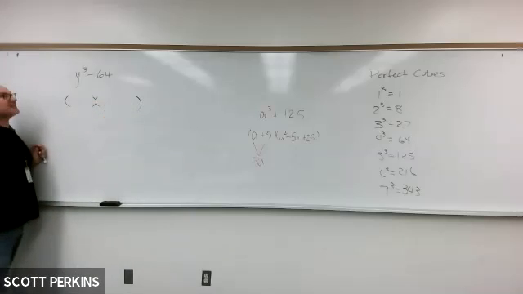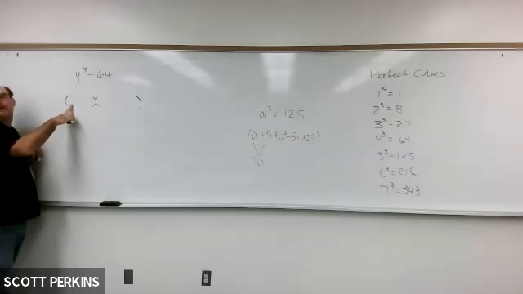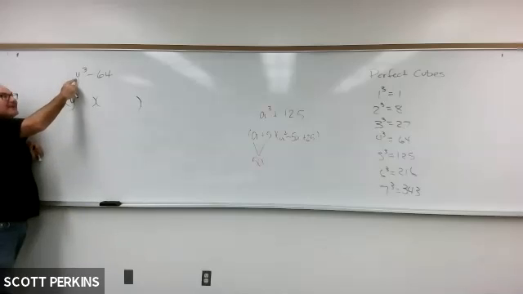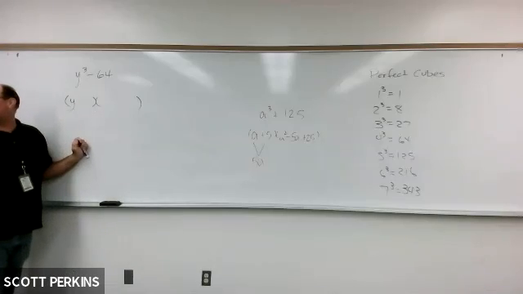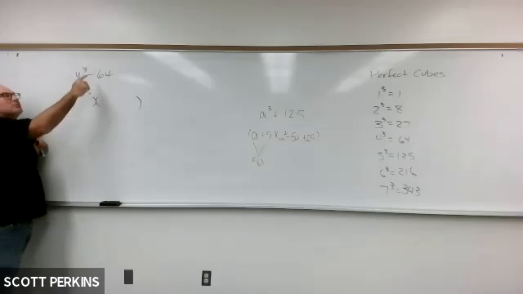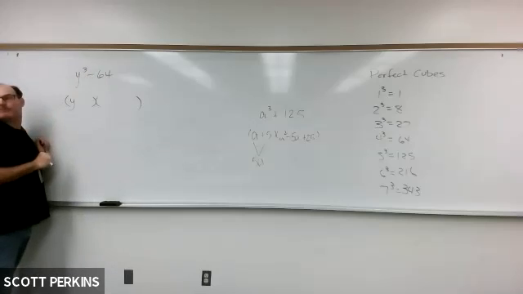Y cubed minus 64. What's going to be the first term right here? Okay, y times y times y is y cubed. Great. What's my second term? This might be where you made a mistake. Remember, it's okay. We're learning. What am I going to put right here? What's the cube root of negative 64?